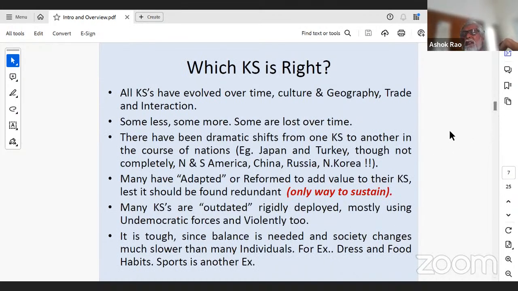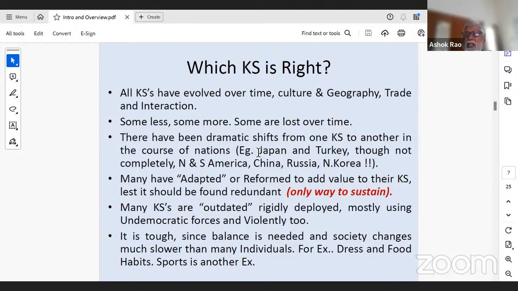So that comes to the basic problem of which knowledge system is right. All knowledge systems have evolved over time, culture and geography, trade and interaction. This is a fact. All knowledge systems, some less, some more, some are lost over time. We don't know what civilization was there which built the Stonehenge, things like that. There have been some dramatic shifts from one knowledge system to another in the course of nations.